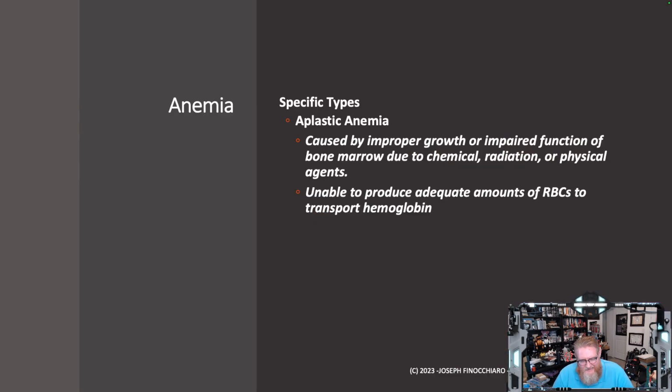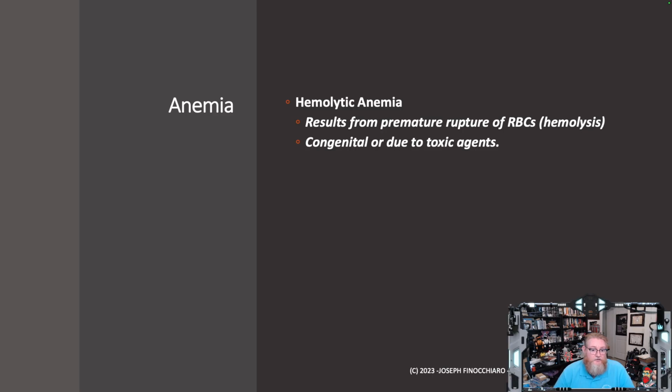So some specific types of anemia, we have aplastic anemia, which is caused by improper growth or impaired function of bone marrow due to chemical, radiation, or physical agents. You are unable to produce adequate amounts of red blood cells to transport hemoglobin. You have hemolytic anemia, which results from premature rupture of red blood cells or hemolysis of red blood cells. This is congenital or due to toxic agents.